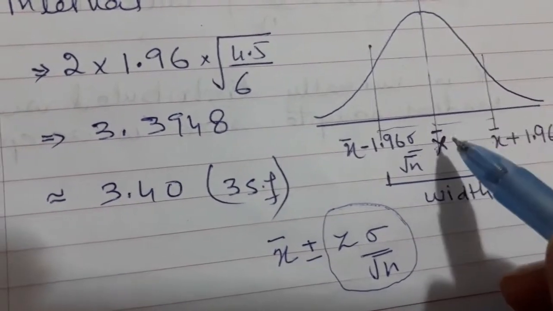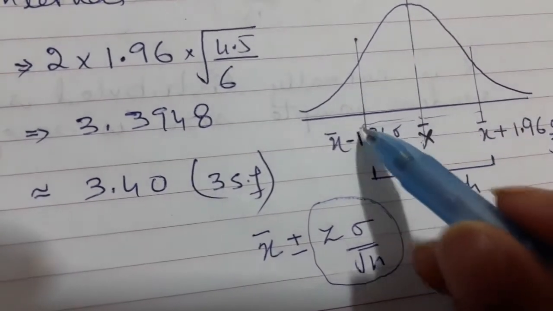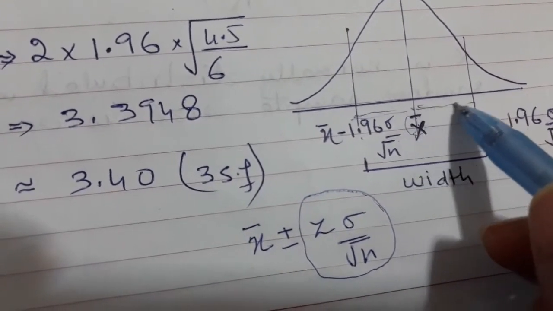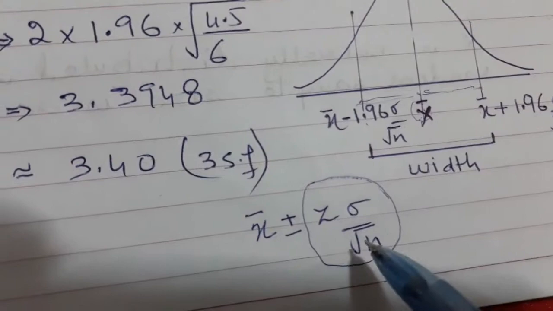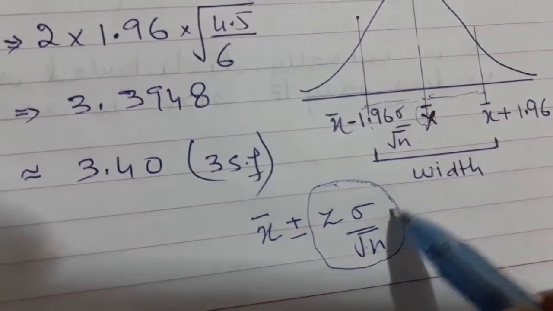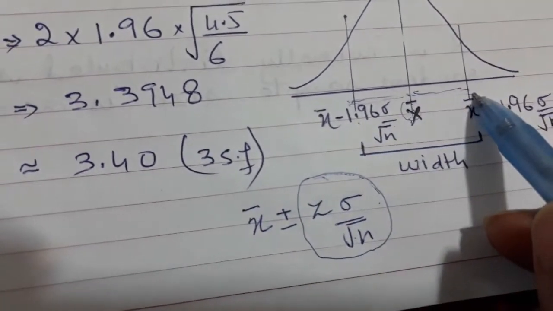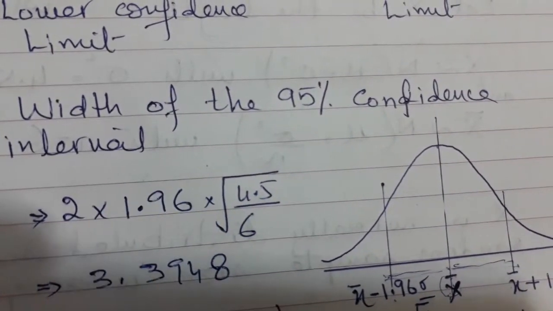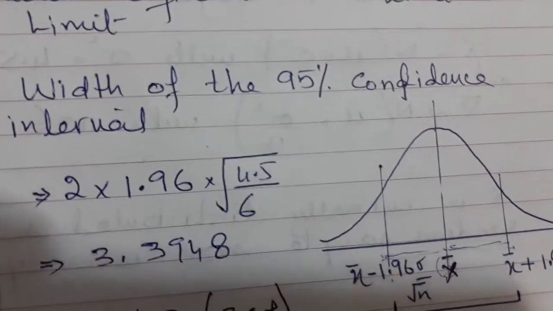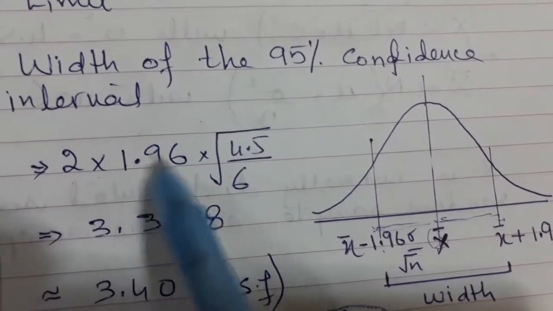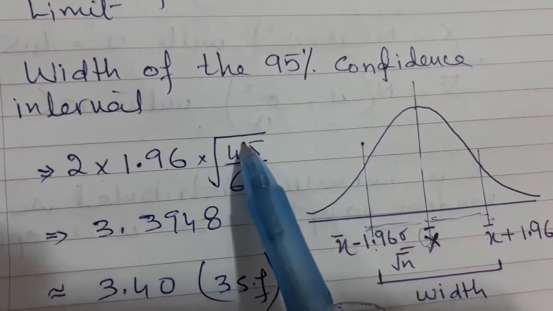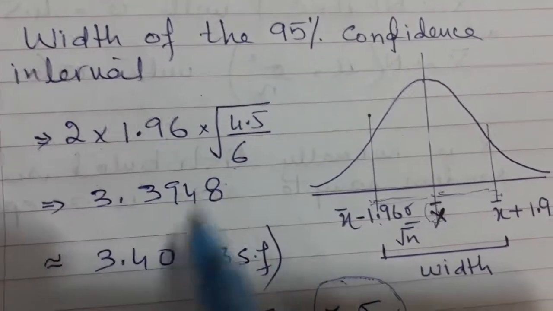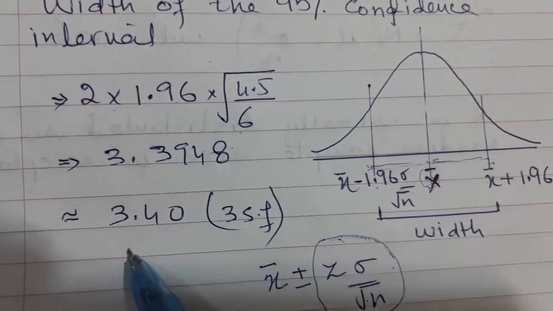This length. So from the mean value, when we subtract this length, we get this boundary, and to the mean value, when we add this length, we get this boundary. So basically double of this gives you the width of the confidence interval. And the question was saying, what is the width of the confidence interval in this case? So it is 2 times z sigma over root n, and you calculate it and you find it is 3.40.